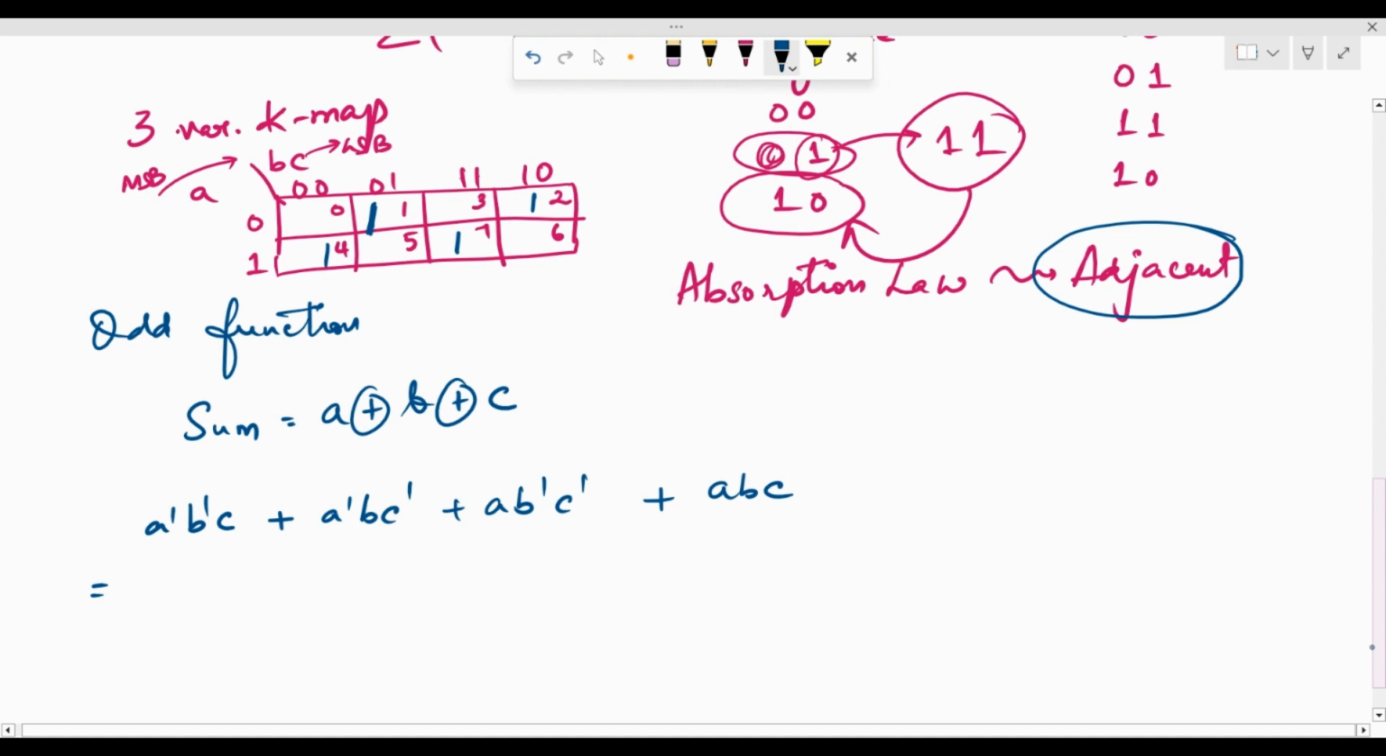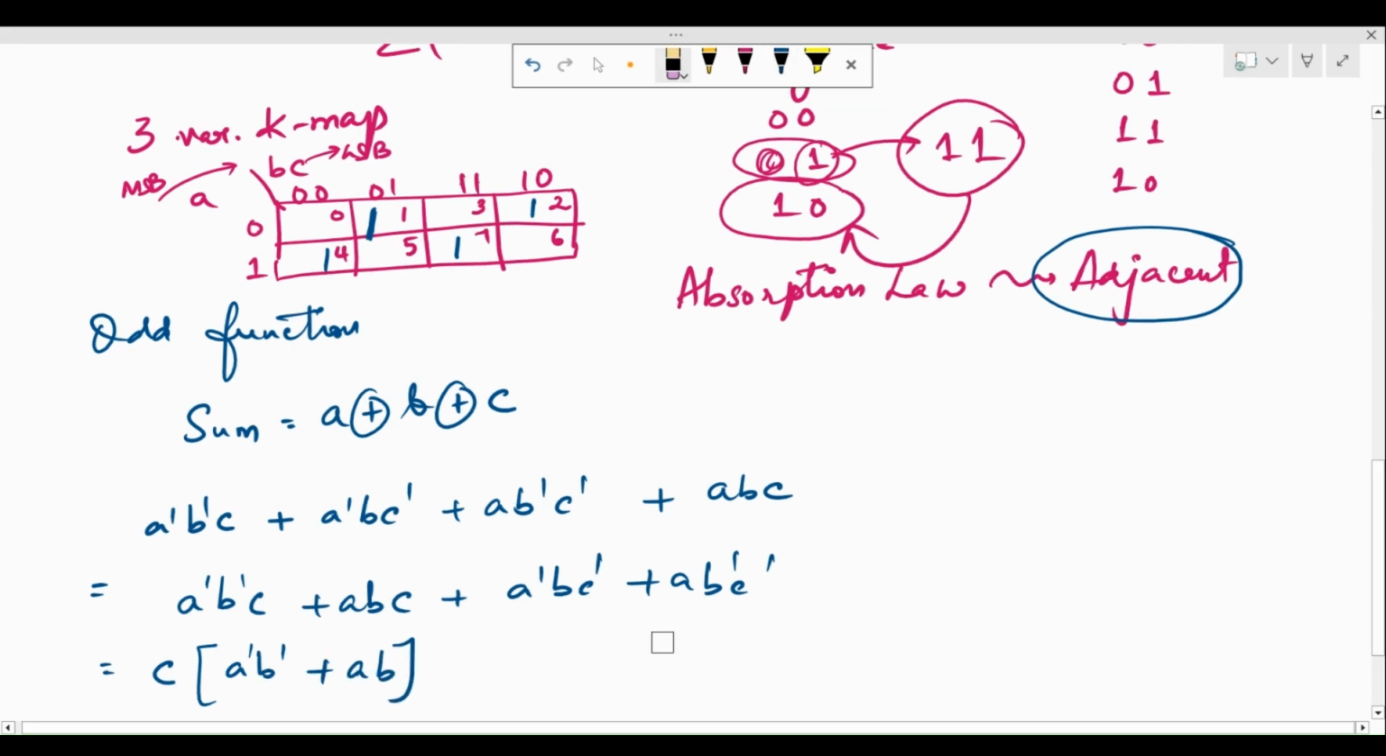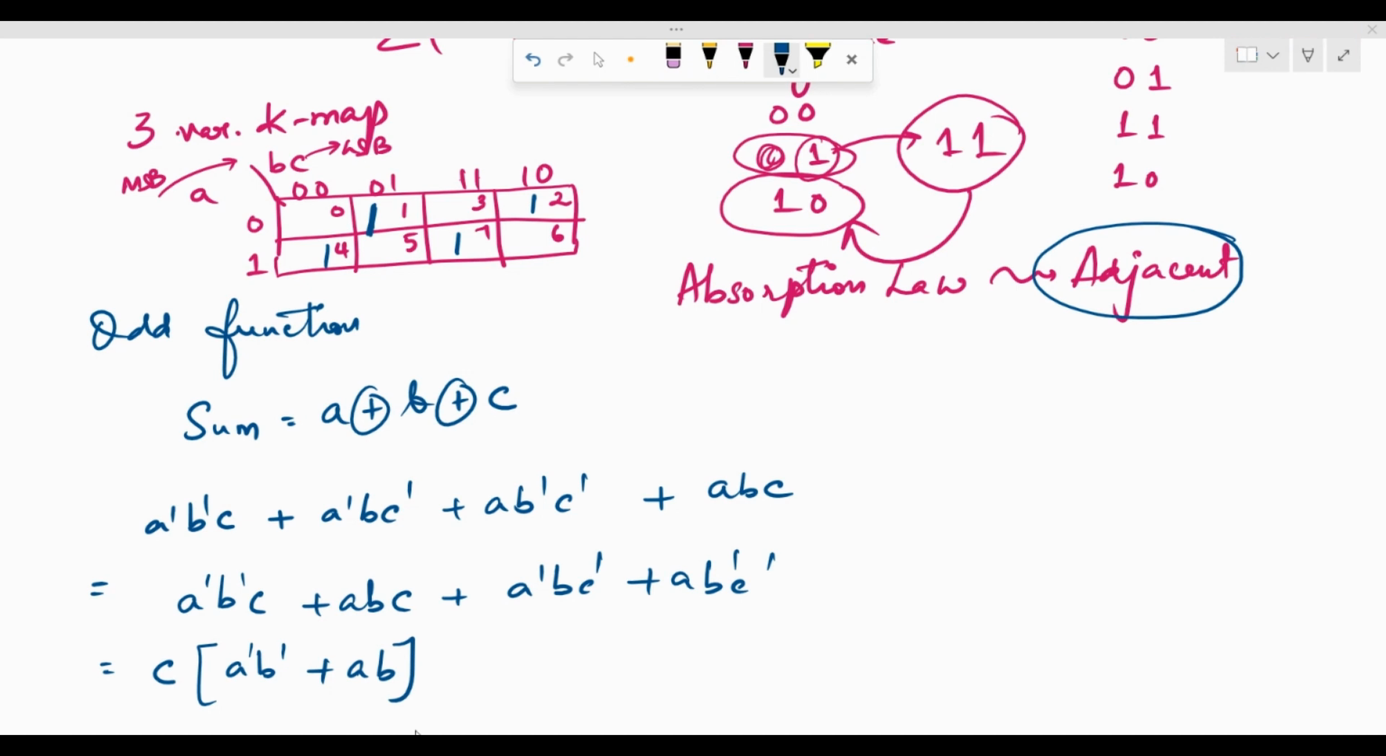Here I can take A dash B dash C grouped with A B C, and A dash B C dash with A B dash C dash. So I've just rearranged the terms so that it's easy for me to take common. I've taken C common over here. What remains is A dash B dash plus AB, and I can take C dash common over here and I get A dash B plus AB dash.